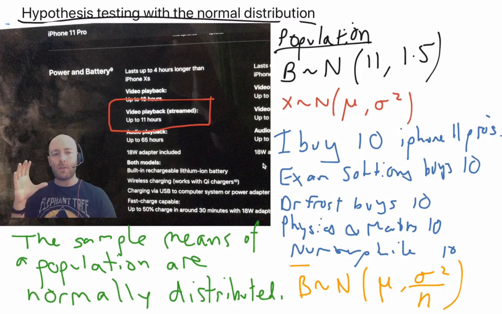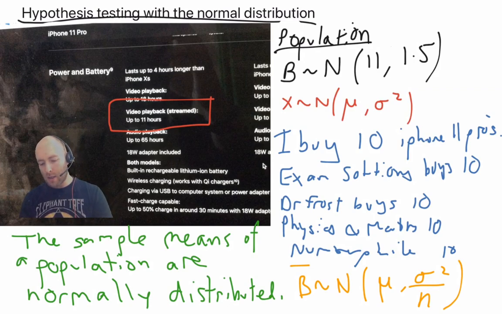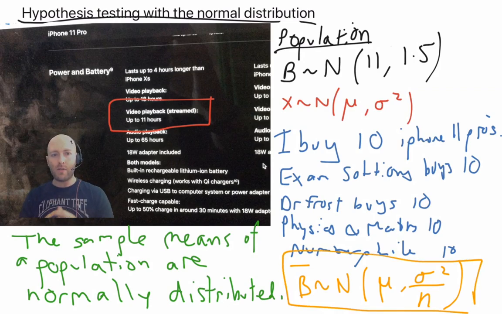So the normally distributed means of a sample should also be normally distributed from a population. And that's the key bit there. The difference is you're dividing your standard deviation, or you're dividing your variance, because sigma squared is the variance, dividing your variance by n. Okay.